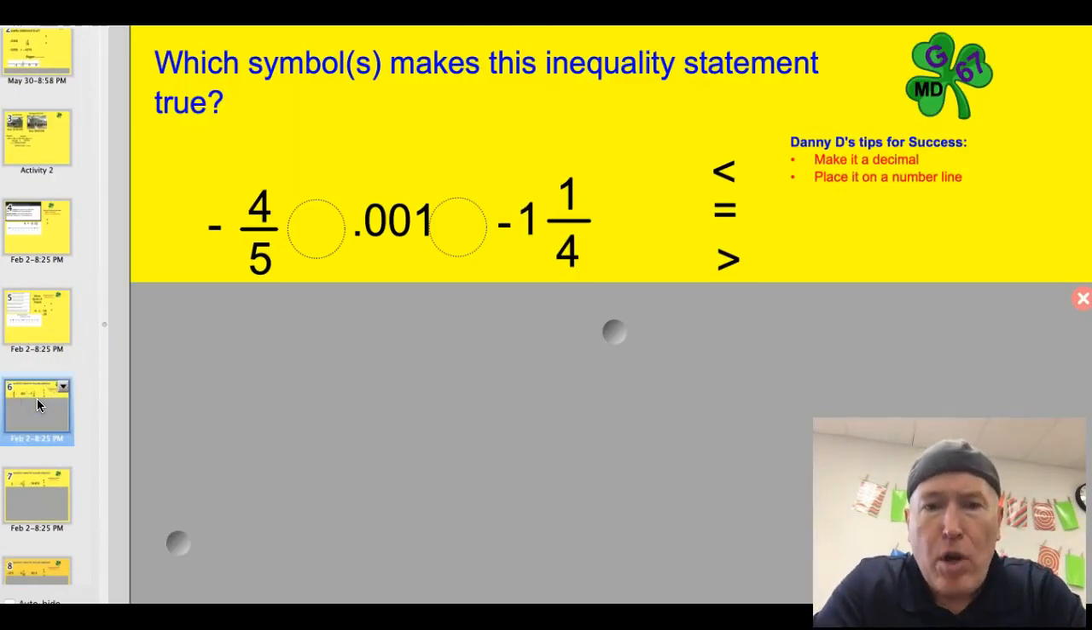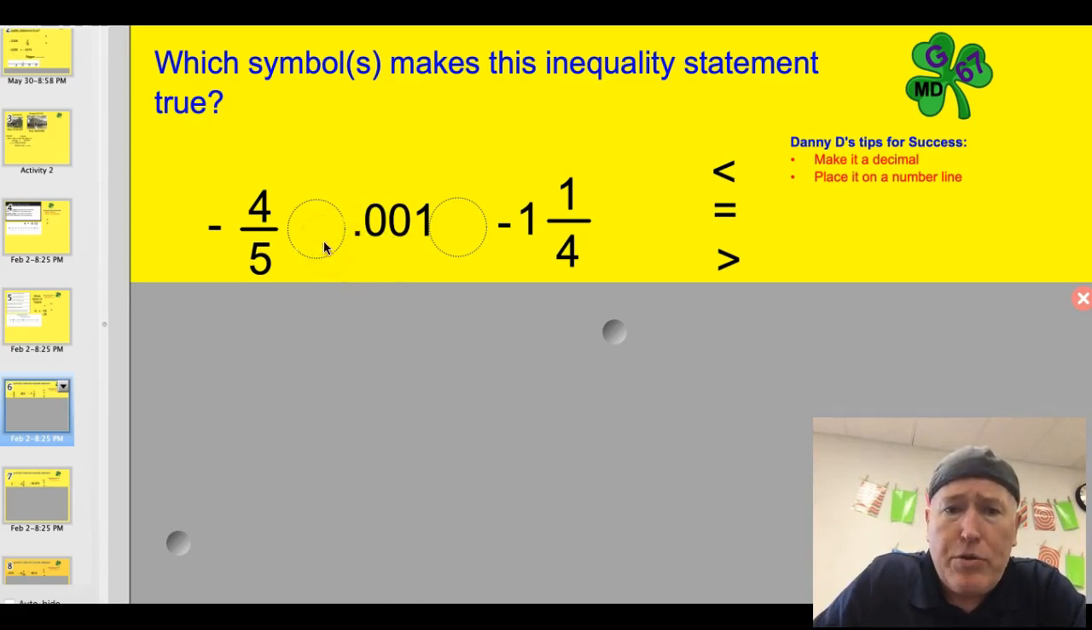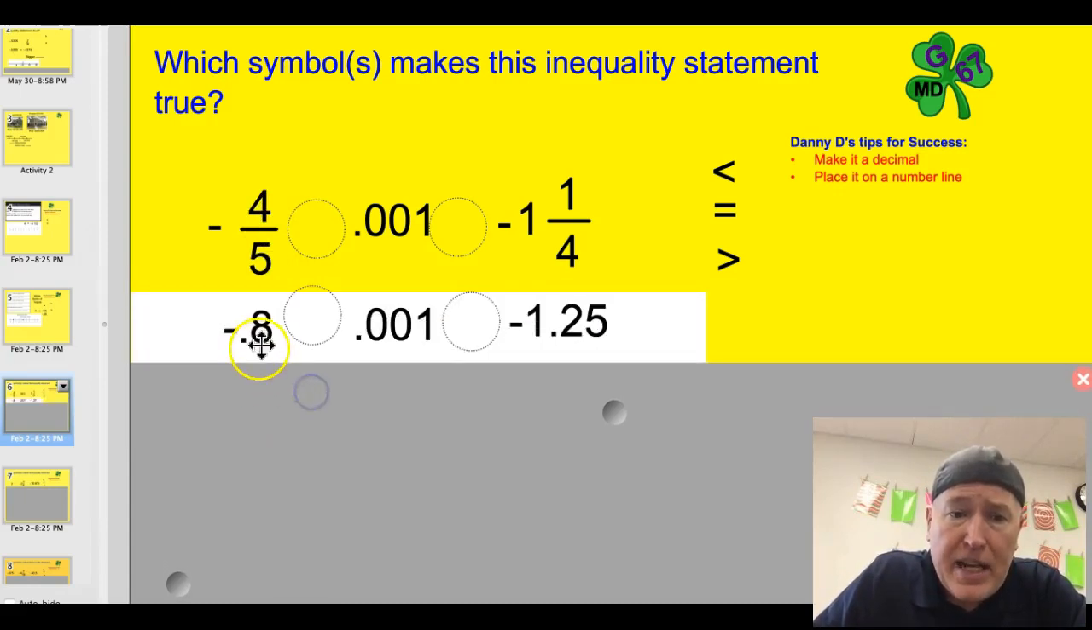Now we got these multi-step inequalities. So which symbol makes this inequality statement true? We got negative 4/5, 0.001, which is positive, and negative 1 1/4. Well, I'm thinking right now, if this is positive, this has got to be the biggest, right? But let's go through the steps and make them all into decimals. Negative 4/5, 4 divided by 5, would give me negative 0.8. And then 1 divided by 4, we just did, it's 0.25, so this is negative 1.25.